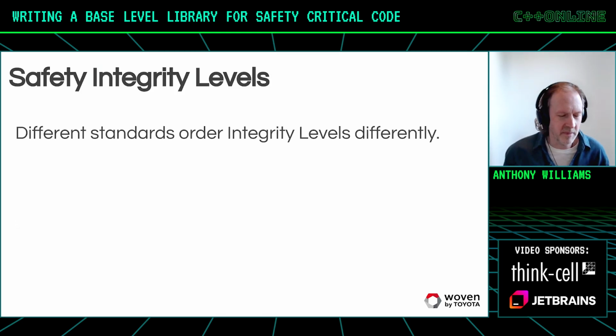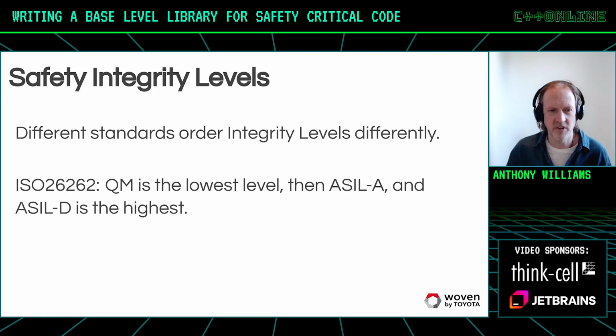And just something else that can get in the way, if you're moving from one industry to another, and therefore these things can confuse you, is that sometimes they order them differently. They might order them from 1 to 5, they might order them alphanumerically, and which one is the most stringent can be not necessarily obvious. In ISO 26262, QM is the lowest level, and then ASIL A is the next one. And then it's alphanumeric, so ASIL B, and then ASIL C, and then ASIL D is the highest, most stringent level.